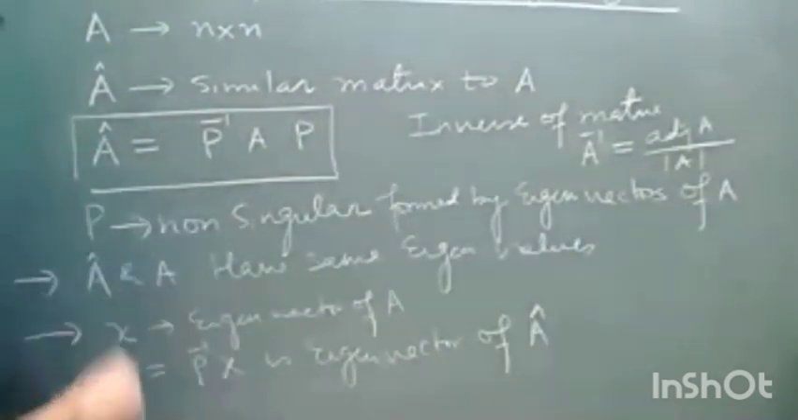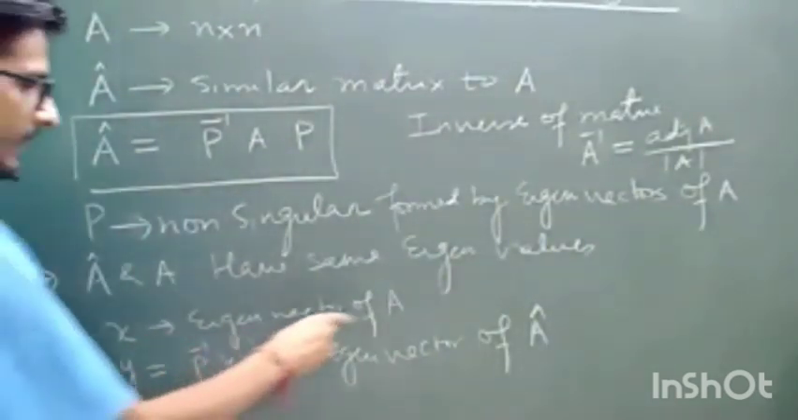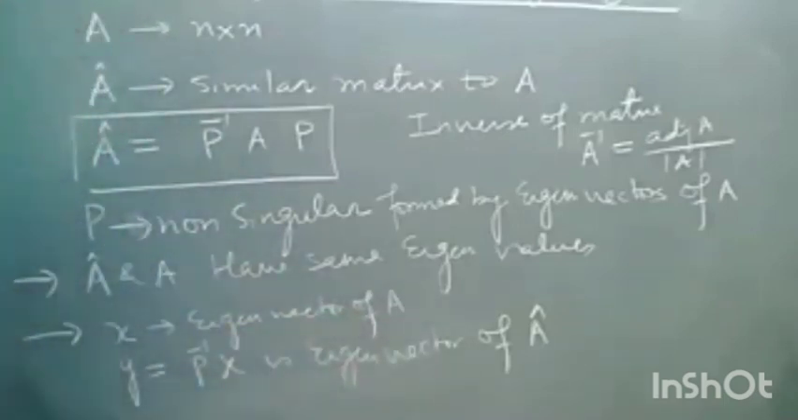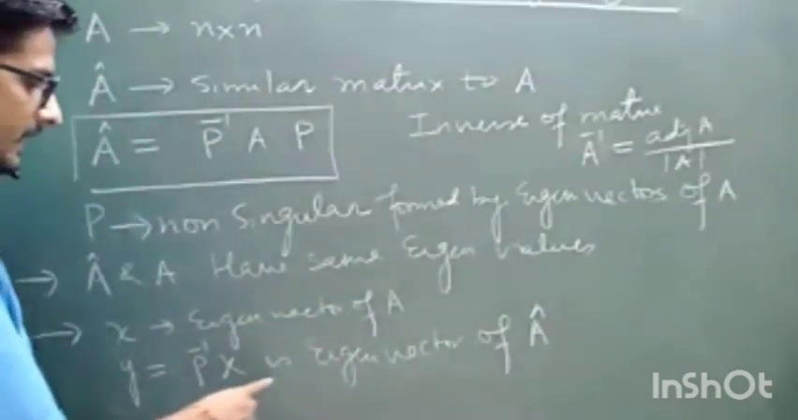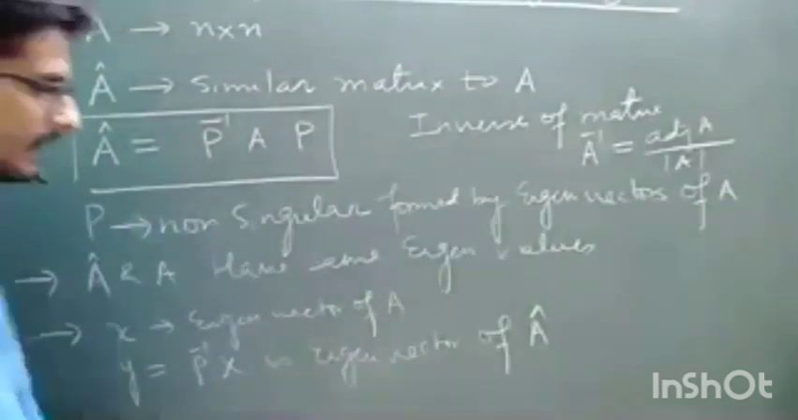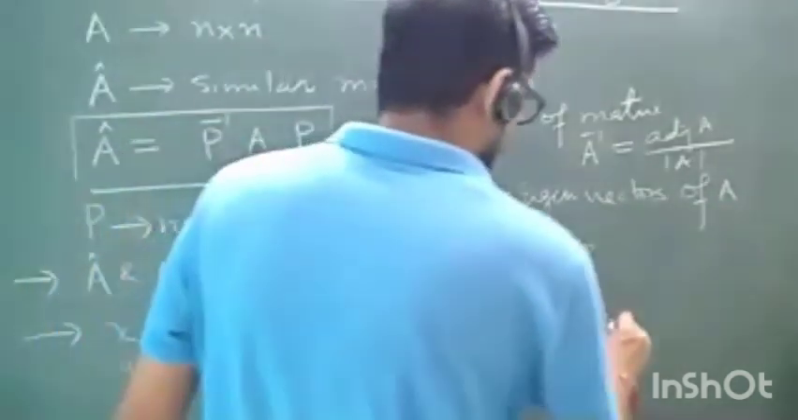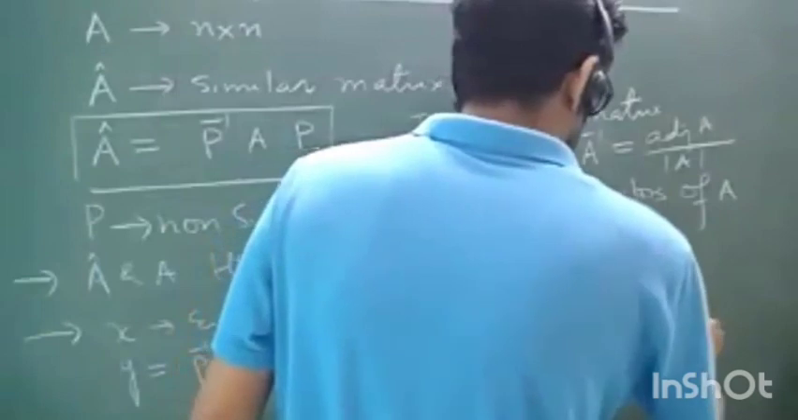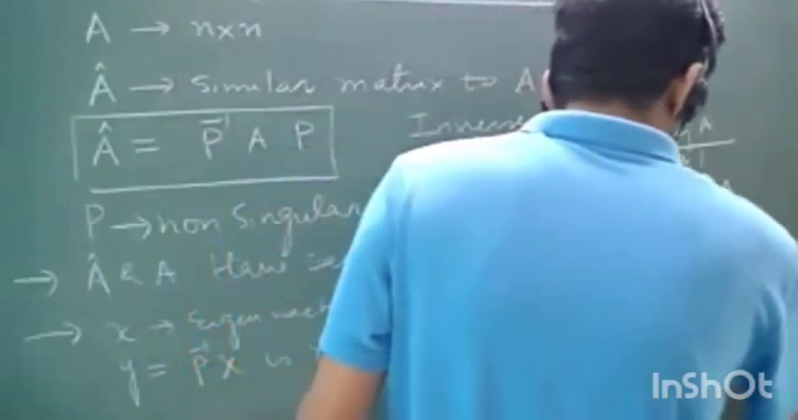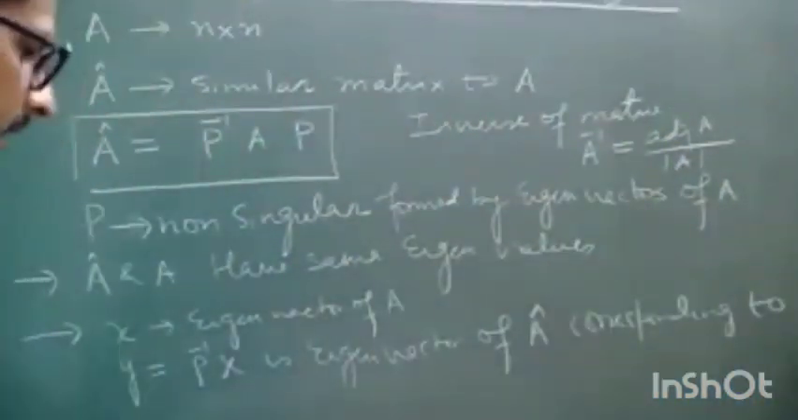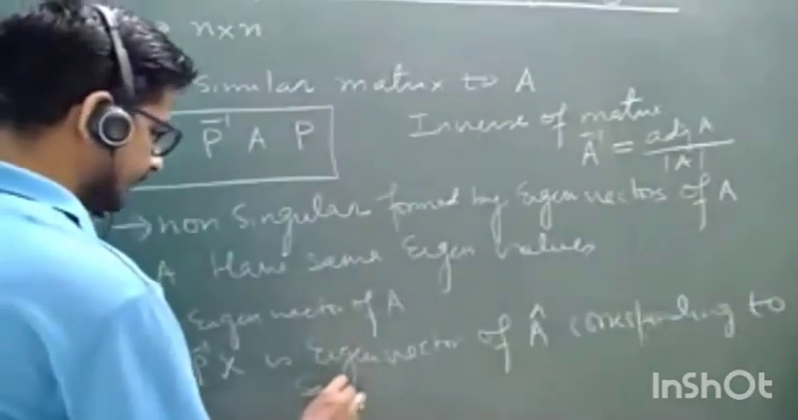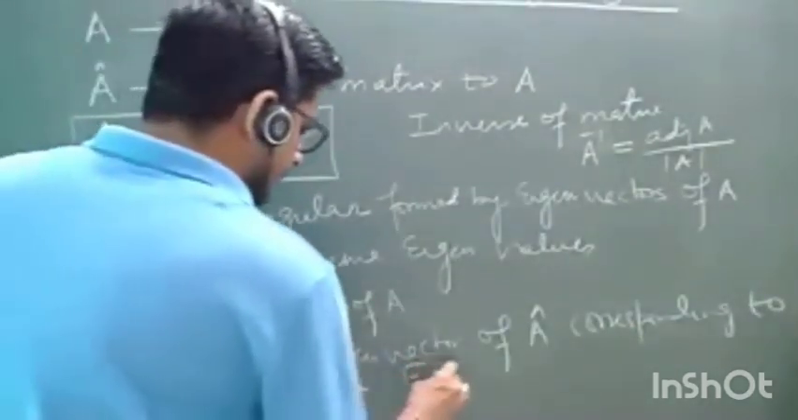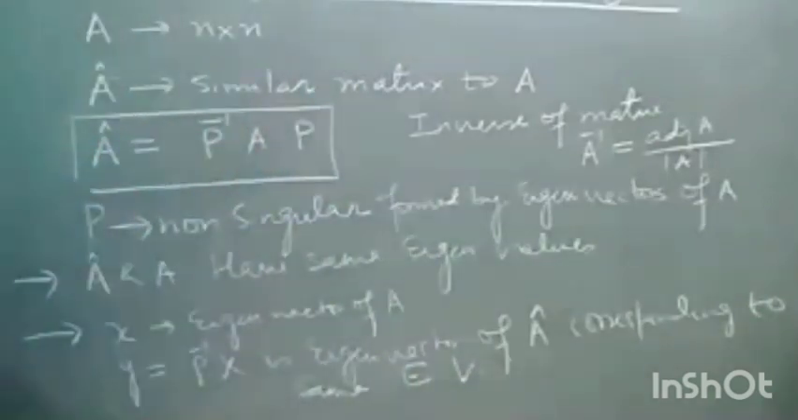So this is also a very important point: if X is an eigenvector of A, then Y equal to P inverse X will be an eigenvector of A cap corresponding to the same eigenvalue. So understand all these points. Main understanding will come when we solve a problem.